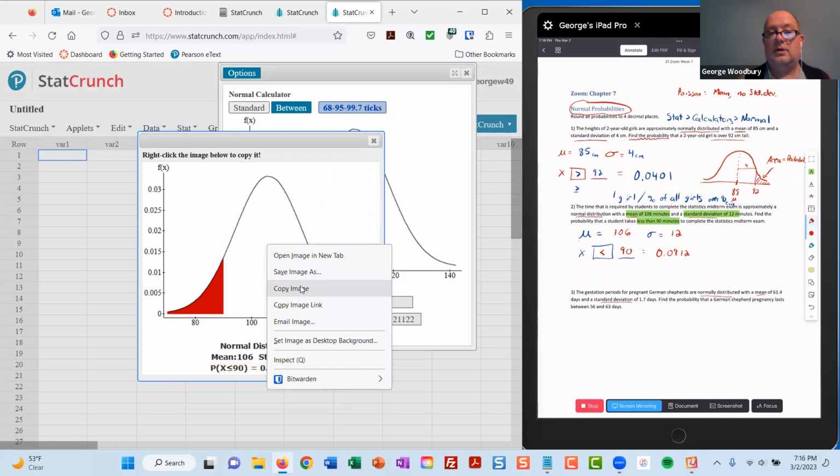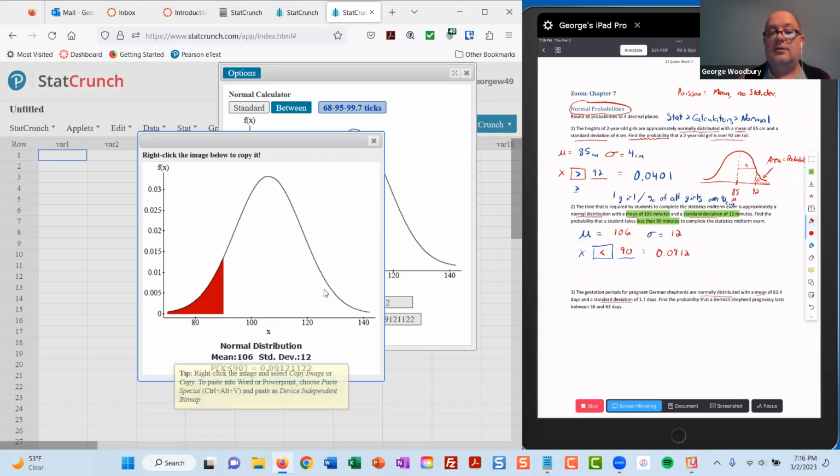You right-click and copy image, and then you can open up your document and paste it in and change the size if you need to. Just be sure that when you look at the document before you turn it in, that I can see the bottom part too. Some students made the picture so big that the numbers didn't fit on the screen. And if I can't see the numbers, that kind of defeats the purpose too. All right, any questions on either of these first two before we try the last normal problem, problem 3?